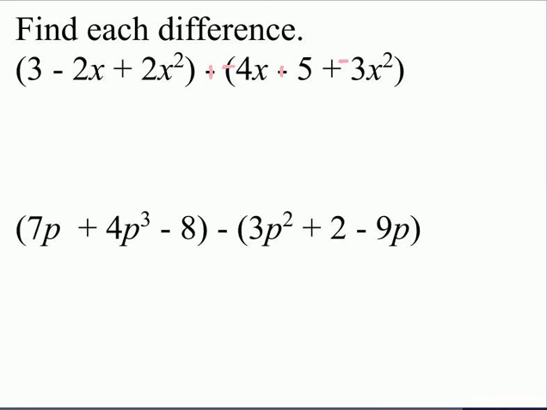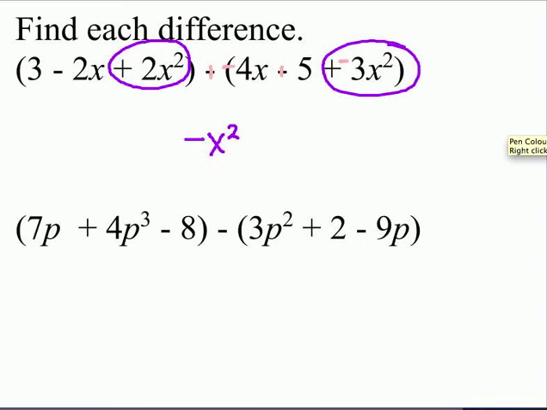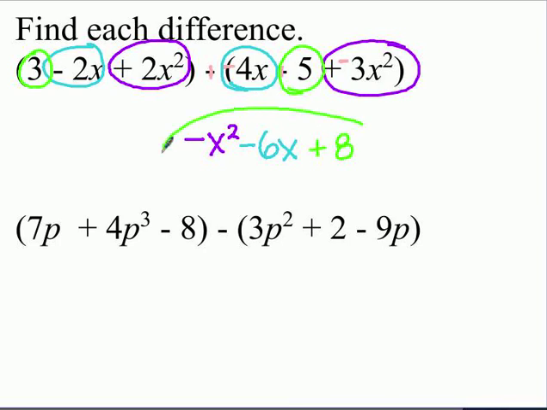So what's your highest power here? 2x to the second. Do you have another one? Negative 3x squared. So what do you get? Negative x squared. Okay? What's your next power? Negative 2x and negative 4x, which gives me negative 6x. And then last but not least, I have 3 and 5, which is 8. And there you go.